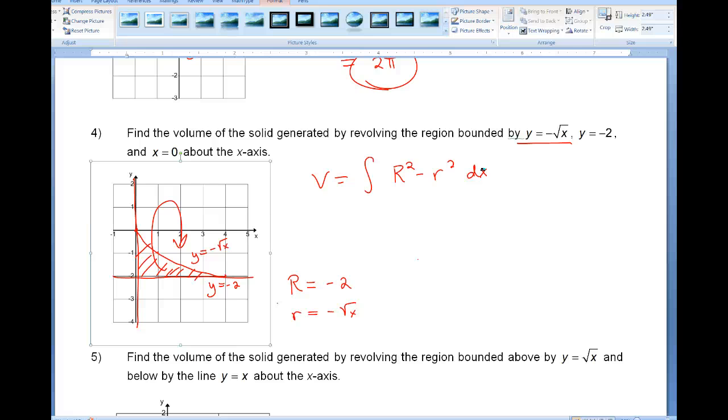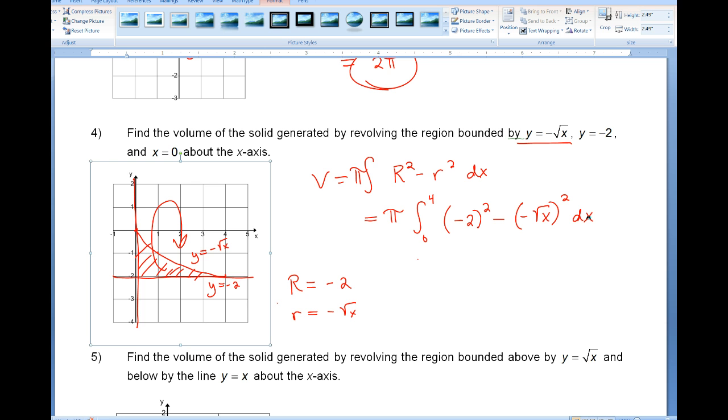So now we have to use the formula because we have 2 curves. That's pi, and we have big R squared minus little r squared. So we have pi. What are the bounds? If you drew it well, it should be from 0 to 4. How would you know for sure? Could you just figure out where they intersect? Yeah. Okay, so we have negative 2 squared minus negative square root of x squared dx.